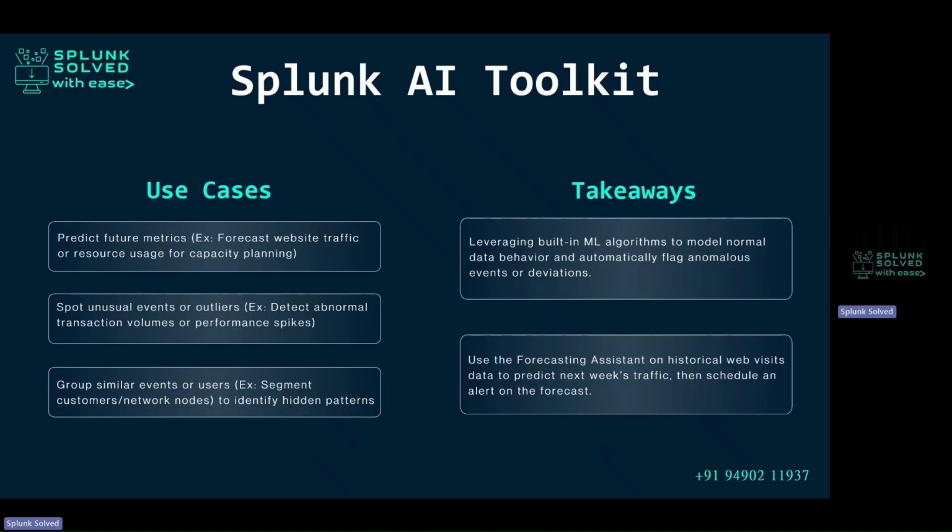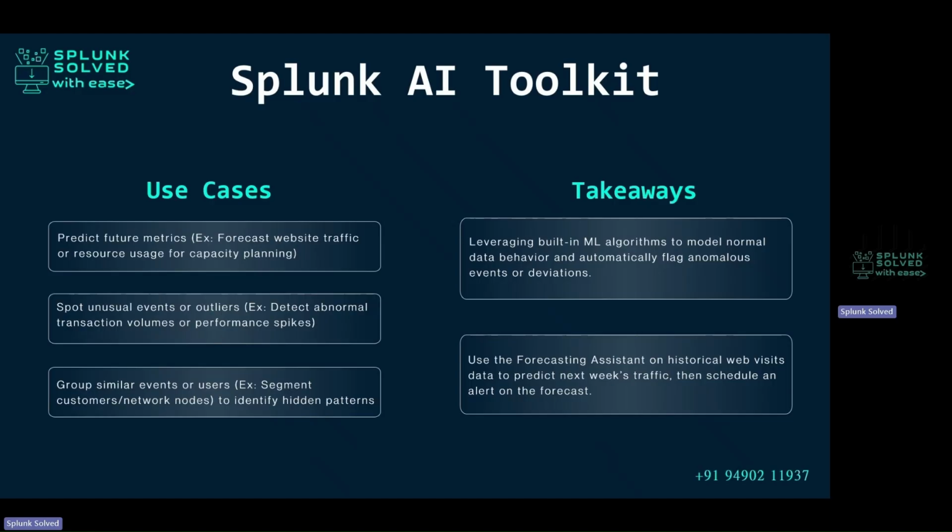So what are the use cases? You can predict future metrics. That is a use case. Spot unusual events or outliers. Group similar events or users. These are the famous use cases I mentioned, and the takeaways are what you can focus on: leveraging built-in ML algorithms to model normal data behavior and automatically flag anomalous events or deviations.